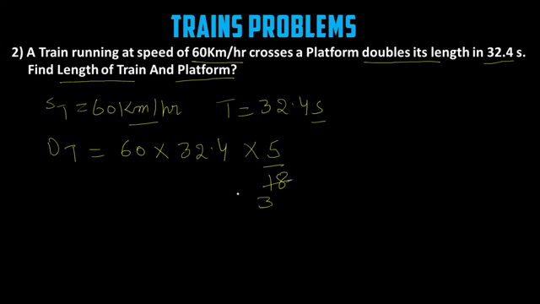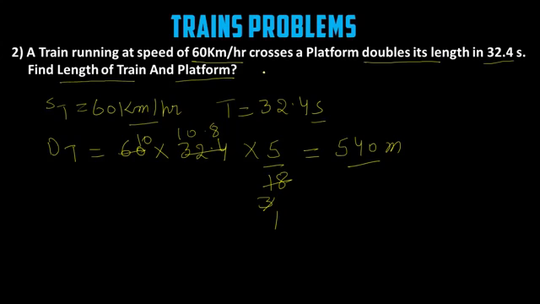6 threes are 18, 6 times 10 is 60, 3 times 8 is 24. That will give us 540 meters. So the distance traveled by the train is equal to 540 meters.